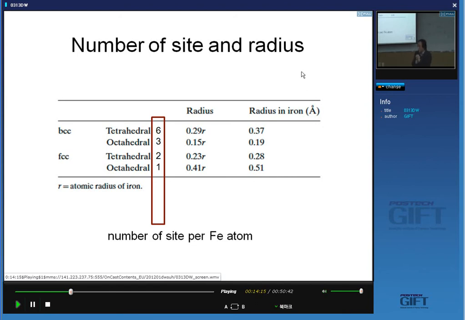And when you use the hard sphere model, you will obtain this radius for each interstitial site and derive this number. That is homework number one. So derive this number using the hard sphere model and submit the homework next Tuesday, right?